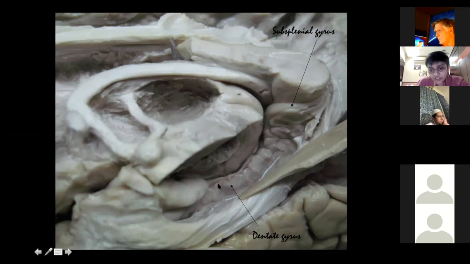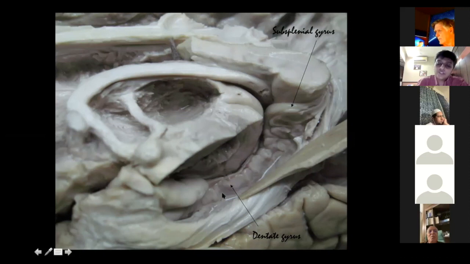Now this structure here that you can see running just lateral to the fimbria is your dentate gyrus. You can see the denticulations, and that gives it its name.